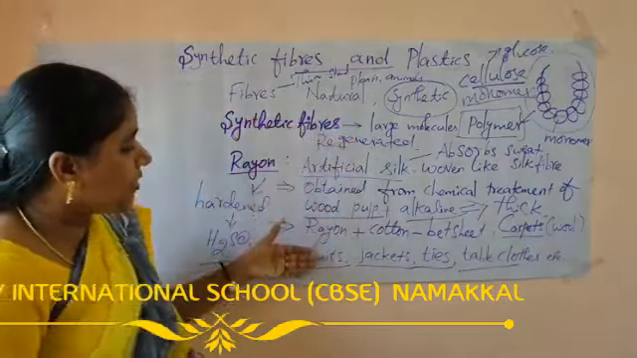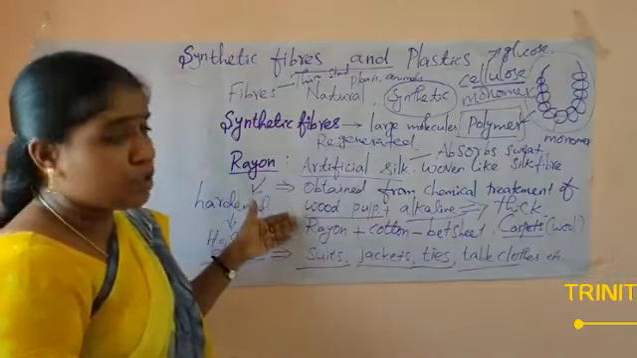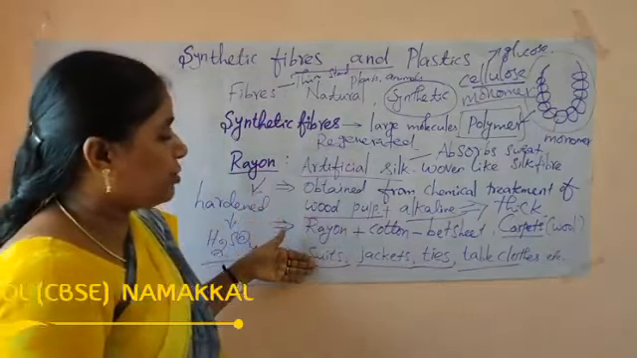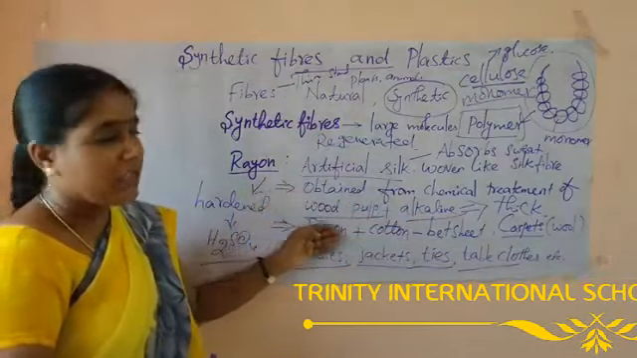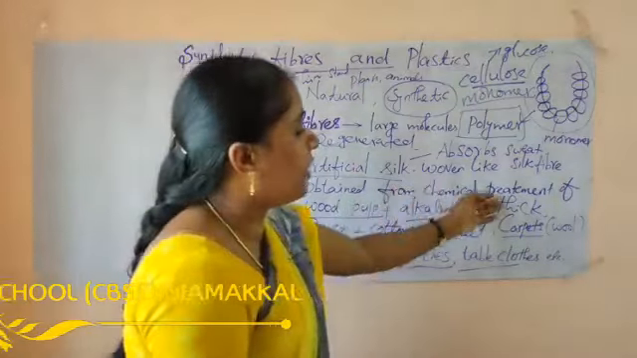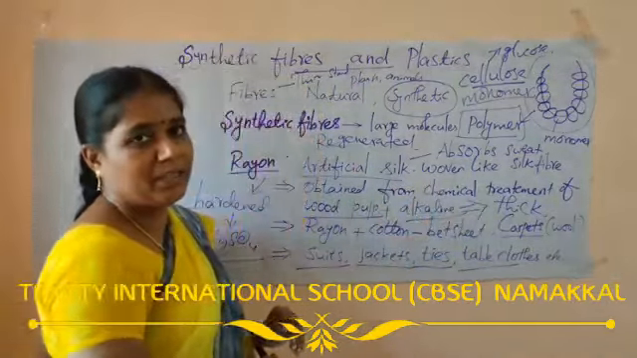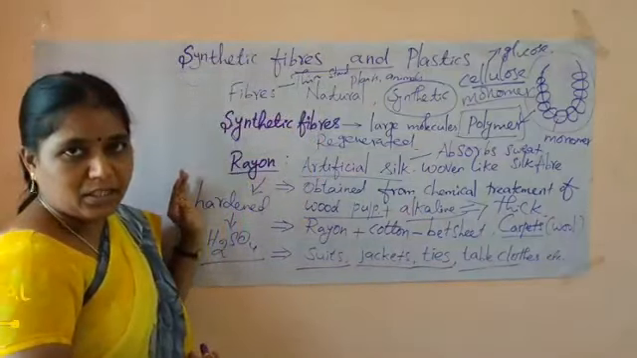So what are the uses of rayon? It is used in many ways. It is used to prepare socks, shoes, jackets, ties, table cloths, and mixed with cotton we can use it as bed sheets, and mixed with wool we can use it as carpets. So these are the uses of rayon.